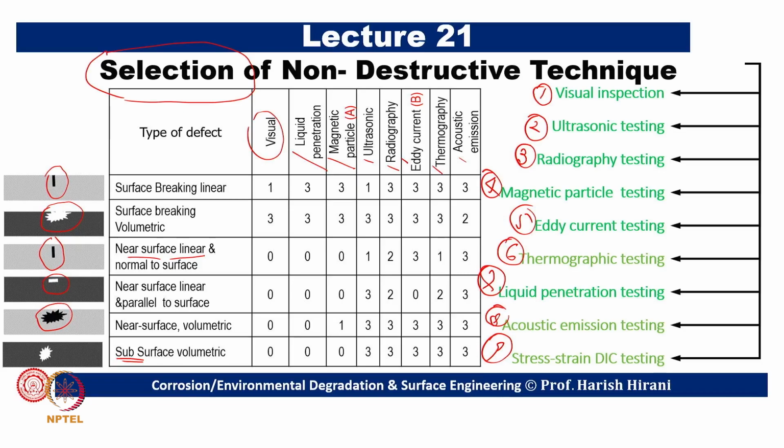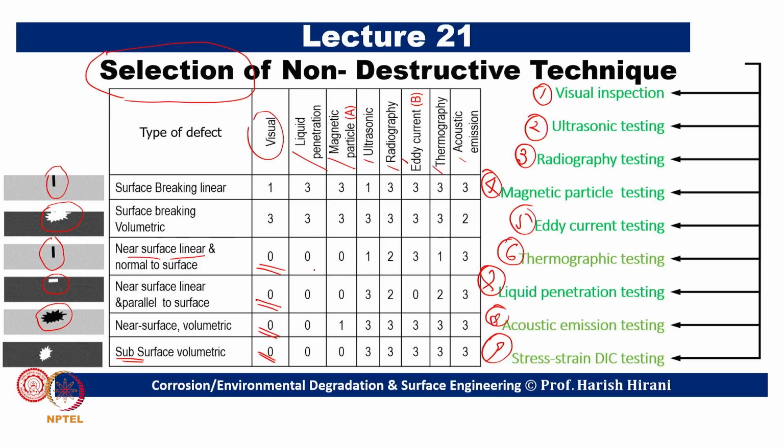Let us take an example. Here is a 0 number. 0 means this technique cannot be utilized at all. Like with the visual technique, we cannot see any crack which is not on the surface, it is just below the surface or subsurface. So, we are giving a 0 number, that this technique is unsuitable for these 4 types of cracks.